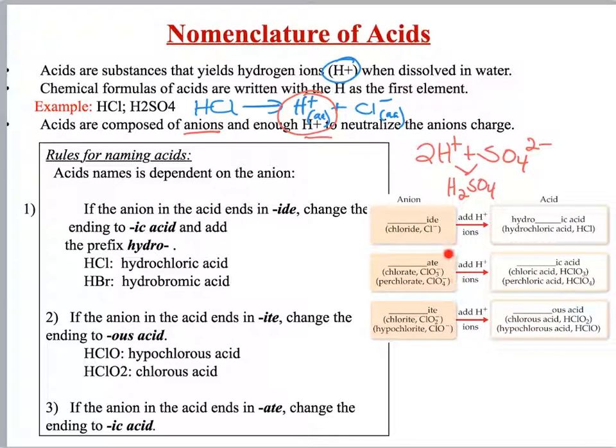We plug it in, we add enough hydrogen ions in either case, and the ending of that word is then going to become ic acid or ous acid. That's really the rules for naming acids. So if we understand this one table, we can name all acids.